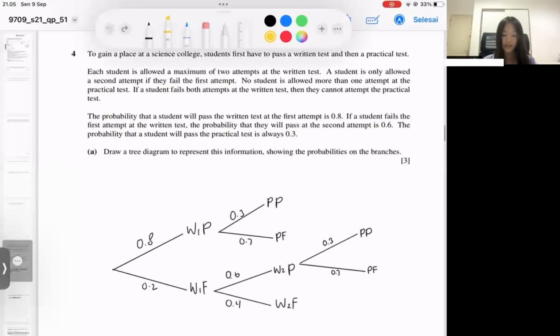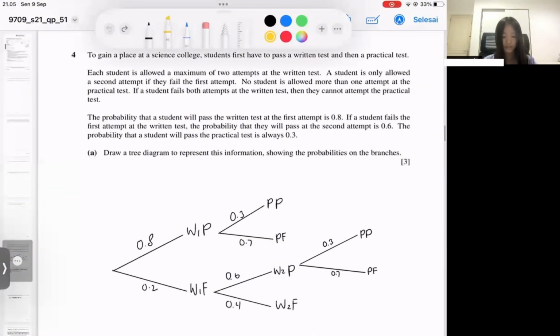Draw a tree diagram to represent this information, showing the probabilities on the branches. Now let us see the statement that they have given us about the probabilities. The probability that a student will pass the written test in the first attempt is 0.8. As you can see, first written test attempt pass is 0.8. So what is the probability that they fail the first written test? It's just 1 minus 0.8, which is 0.2.